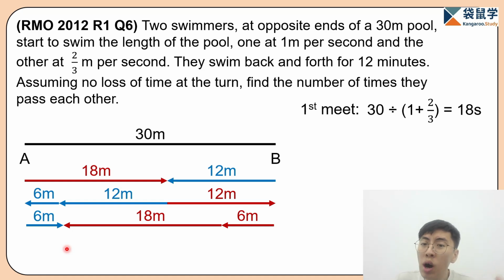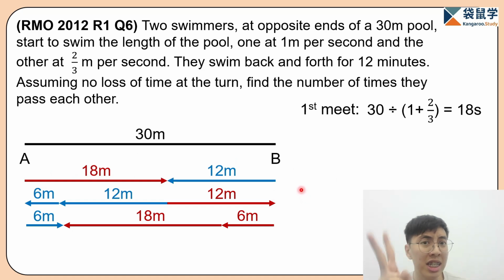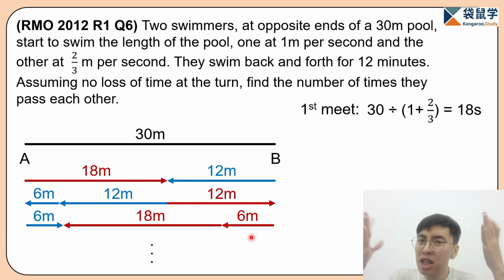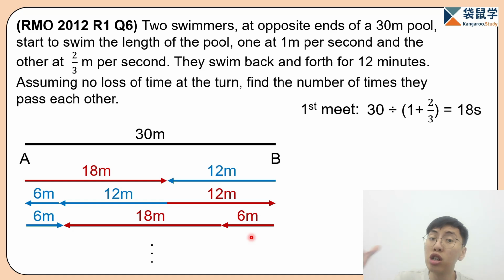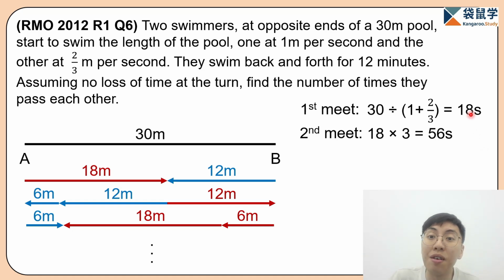So now, what is the amount of time taken for them to meet for a second time? For the first meetup, they have traveled a total distance of 30, which is one trip. Now at the second meet, what happens is that they meet for two entire additional trips. Now that's a total of 3 trips. So at the second meet, the amount of time taken will be 3 times that of the first meet, which is 18 times 3, which gives us 54.